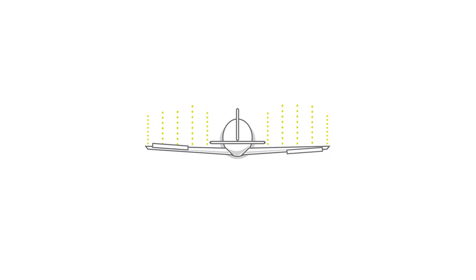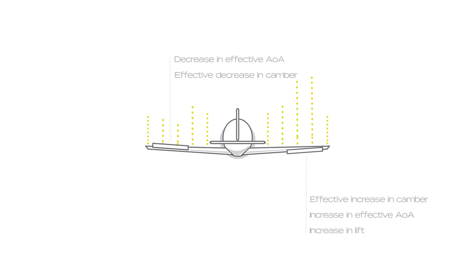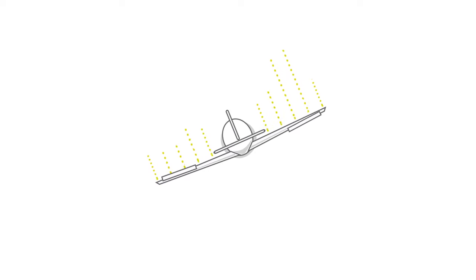Deflecting the right aileron down causes an effective increase in the wing's camber and an increase in the effective angle of attack. The lift from that section of the wing increases. Deflecting the left aileron up causes an effective decrease in the wing's camber and a decrease in the effective angle of attack. The lift from that section of the wing reduces. The primary effect of aileron deflections is a roll.